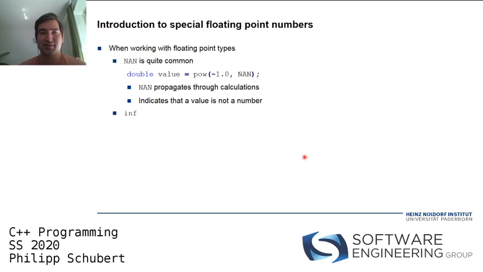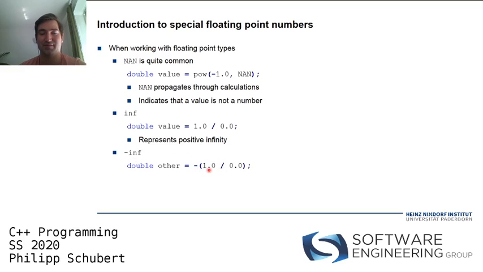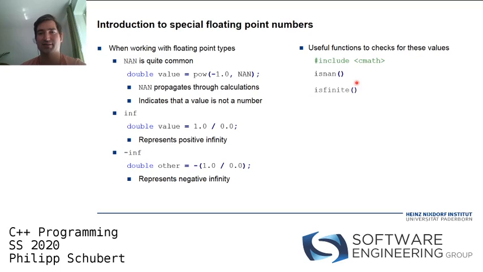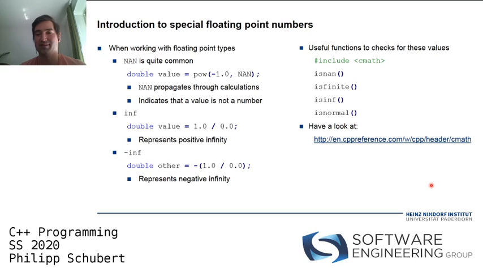We also have infinity, so positive infinity, which you can obtain if you divide by 0, which you probably don't wish to do. So you are left with infinity here. We also have negative infinity. If you divide by 0 and then put a minus in front of that to make it negative, you are left with negative infinity. That also holds here. And there is a set of functions which you can use to check for those special values. They are all defined in the header cmath, by the way: isnan, isfinite, isinf, isnormal. Normal would be none of those special values, meaning the result is correct, hopefully. And you can look up all the details on cppreference.com.